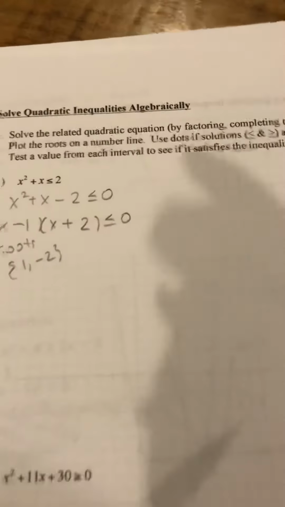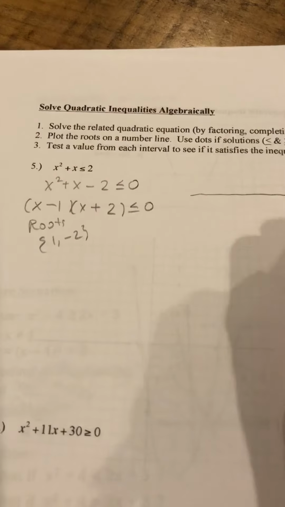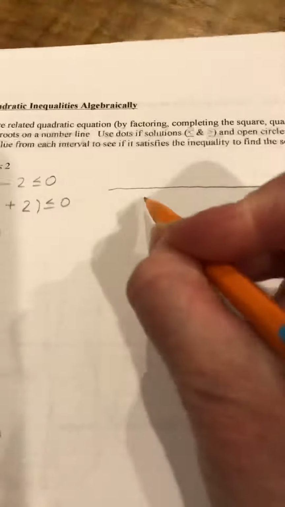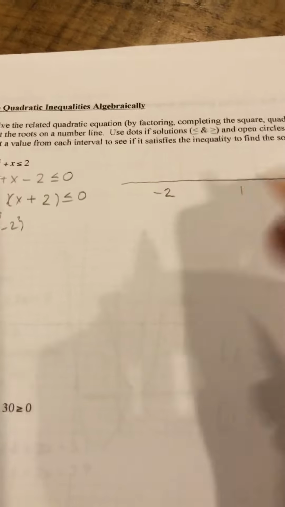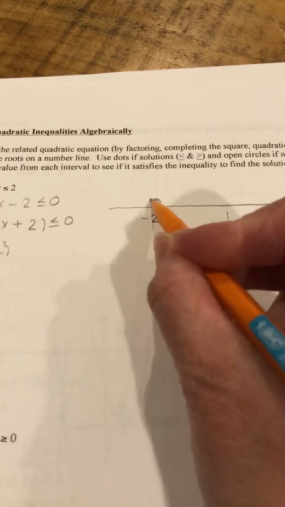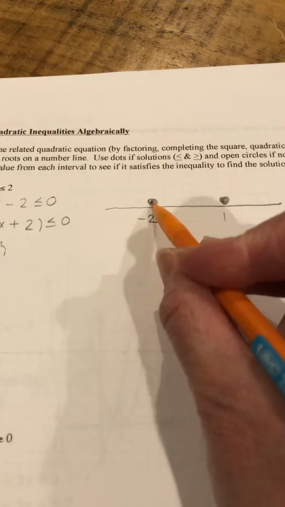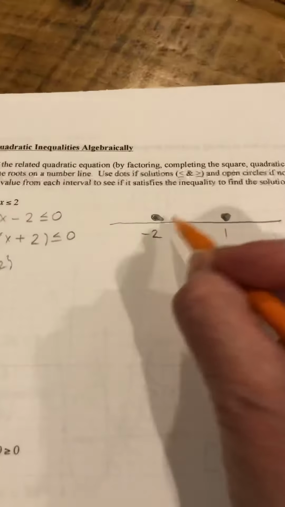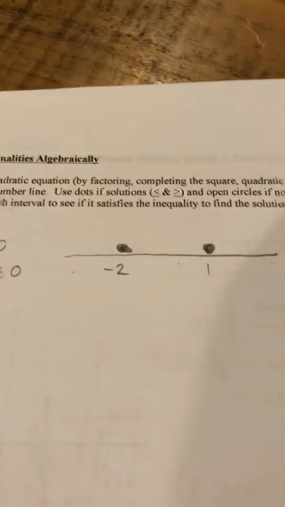So since we know that, we're going to sketch a little number line here, and we're going to put that -2 and +1. Always make sure you put it so the smaller values are on the left. And it's less than or equal to, so we're going to put open circles here. So now we're going to pick a test value from each part of this number line where those roots separate it.